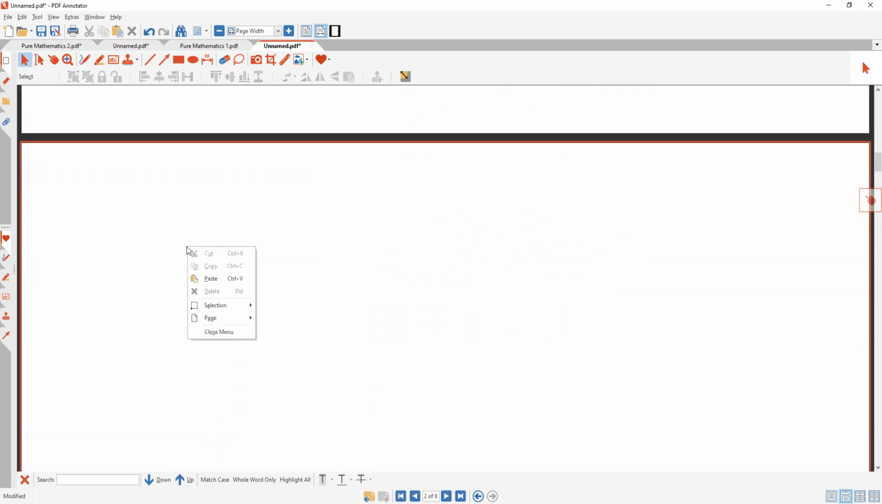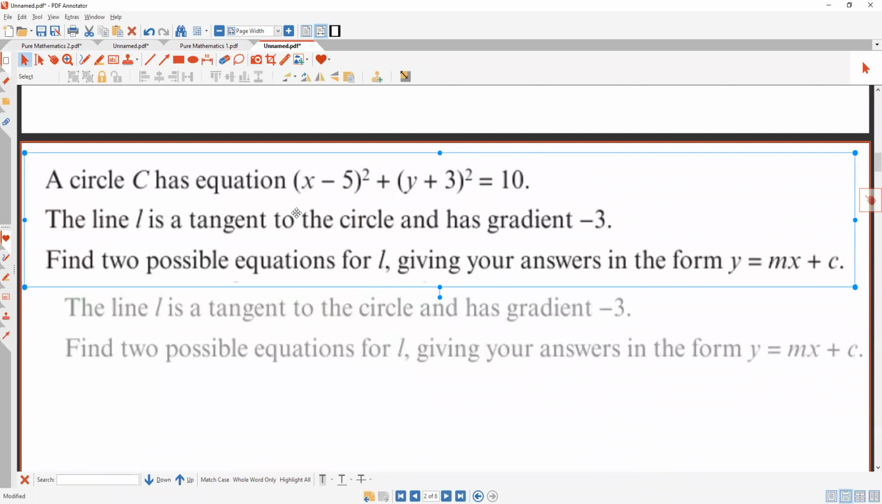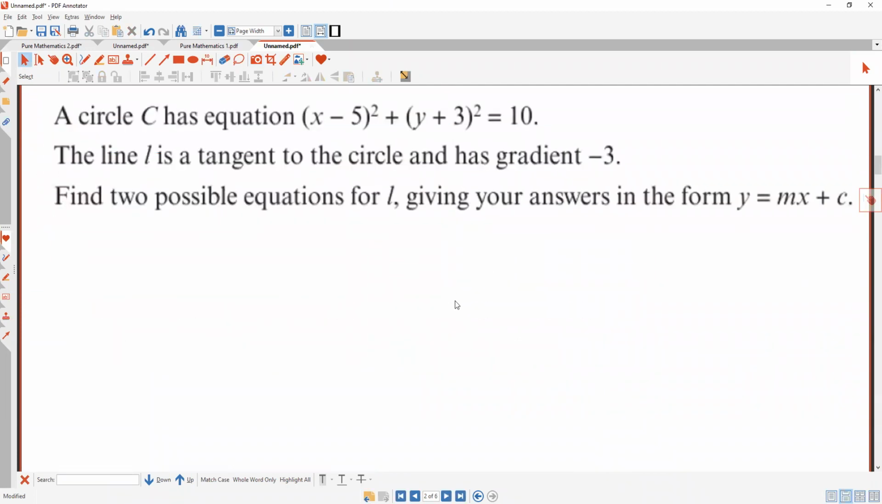Okay, fine. Let's read this question. A circle has an equation so and so. The line L is a tangent. Here I don't have to draw the line. Find the two possible equations of line L, giving your answer to this thing. Two possible equations of line L. There is a line L that is a tangent to the circle.